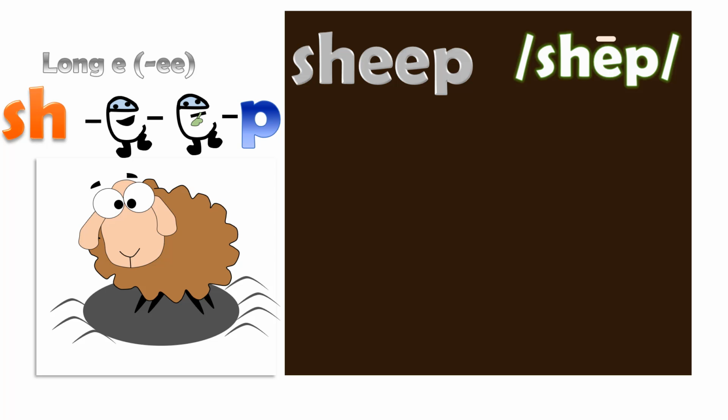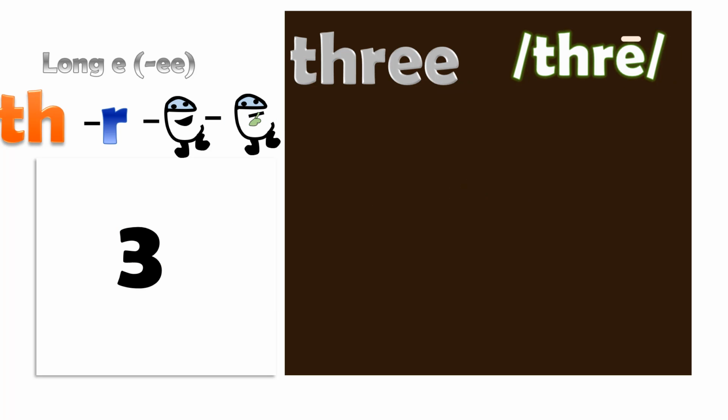Similarly, in the word sheep, the two consonants S and H form a completely new sound when joined together. The new sound is sh. Let's see the formation of the word sheep. Sheep.